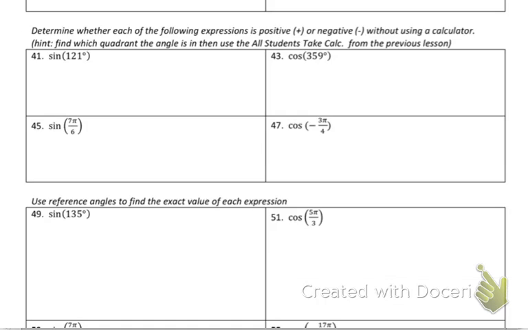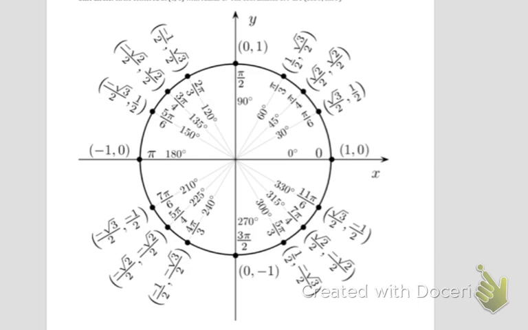So that means we just go to our unit circle. We find 7 pi over 6. So I'm looking for this angle here. So it's going to be 7 pi over 6 minus pi to get you that reference angle.